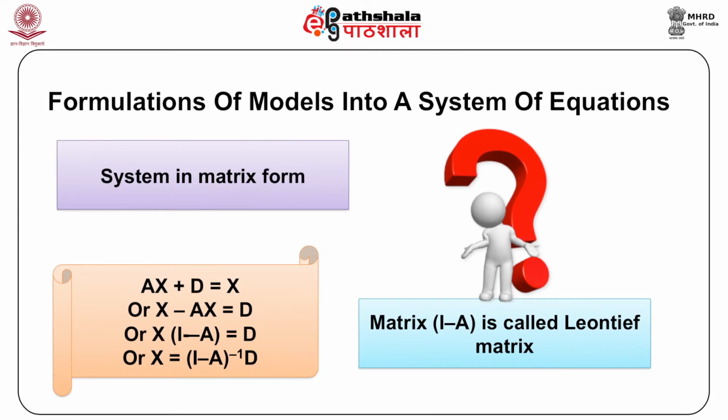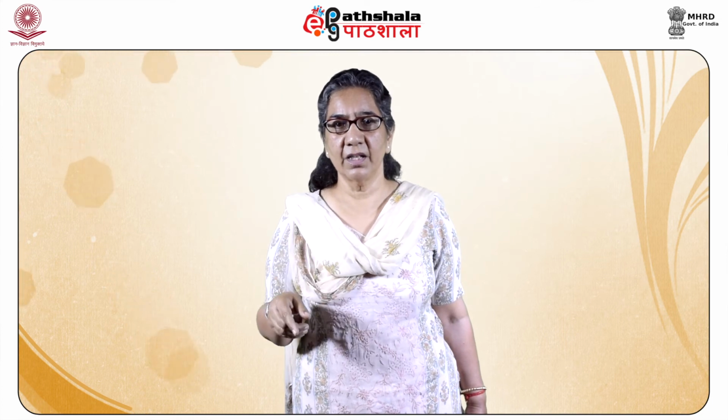So the system in matrix form can be written as AX + D = X, or X − AX = D, or (I − A)X = D, or X = (I − A)^(−1) D. The matrix I − A is called the Leontief matrix. The previous system can now be solved using the available techniques. However, the solution exists if I − A is invertible and has non-negative entries, so that the components of X are non-negative. This would be an acceptable solution for this model.